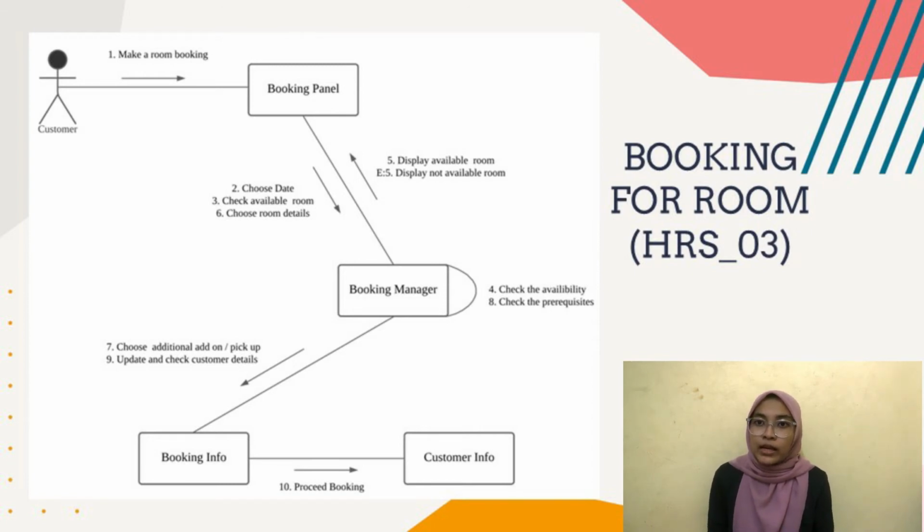Then a return message to booking panel, which is check availability. Then between them there are messages of display available room and display not available room. The message of choose additional add-on or pickup, update and check customer details goes from booking manager to booking info. The last is a message from booking info to customer info, which is proceed booking.